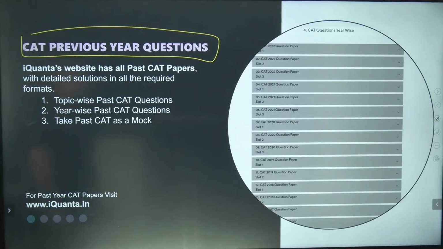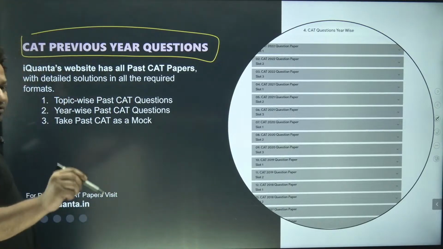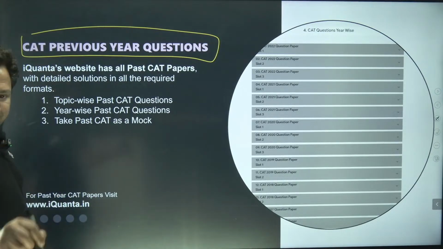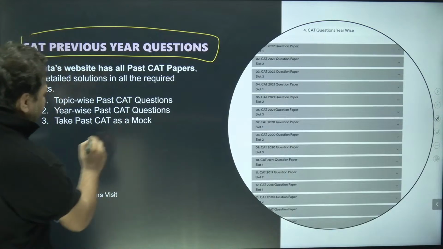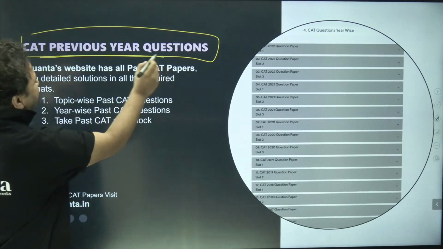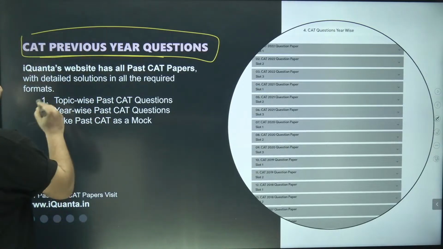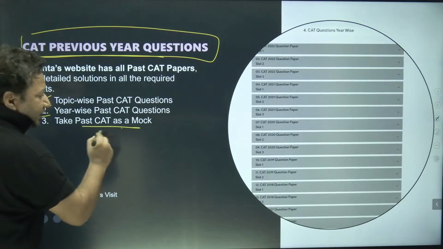So how to start that? The very first thing you need to do, because you have the first class on Monday, so tonight and tomorrow, that is Sunday, you should go to iQuanta's website. You will find CAT previous year questions. This is how it looks. They have topic-wise past CAT questions, year-wise, and even mock-wise.